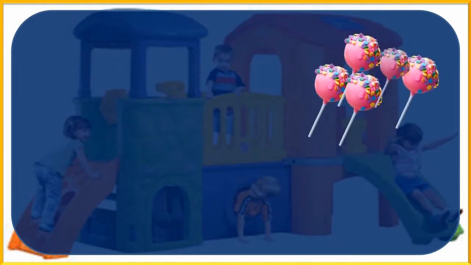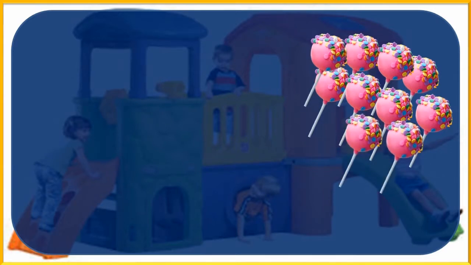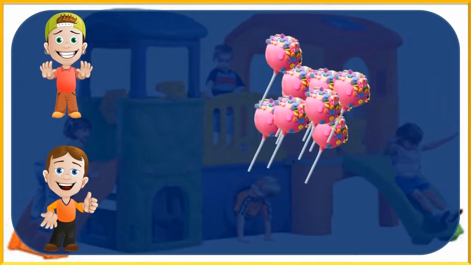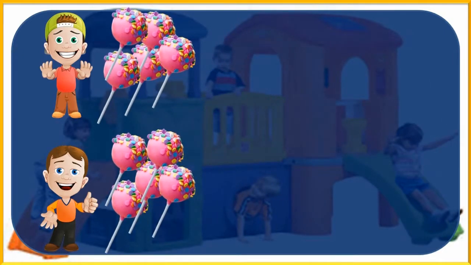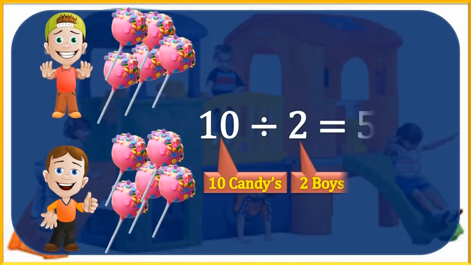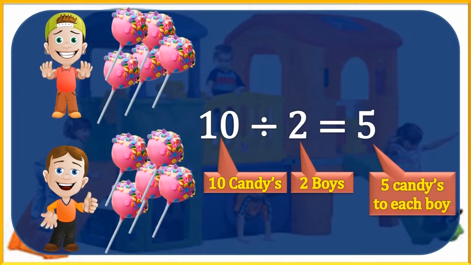Now suppose you have 10 candies and you want to distribute them between 2 boys. Then you see that after distribution, each boy gets 5 candies. Let us understand this mathematically. At first, you have 10 candies. This is the number which is going to be distributed between 2. Thus, after equal distribution, you get the result 5. This means each boy will get 5 candies.